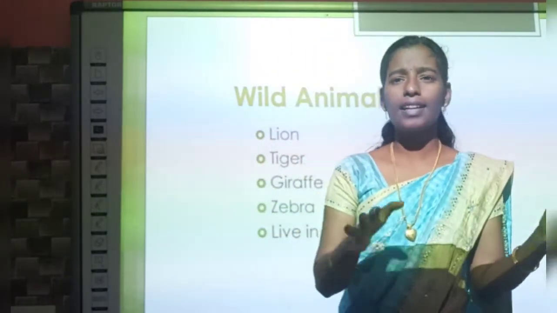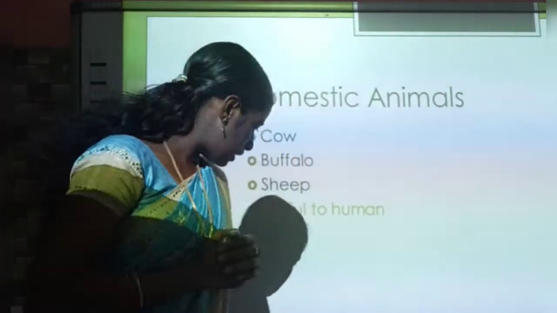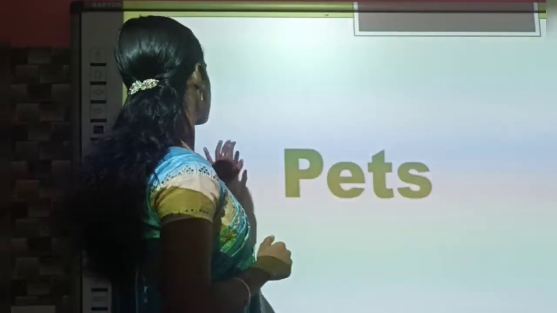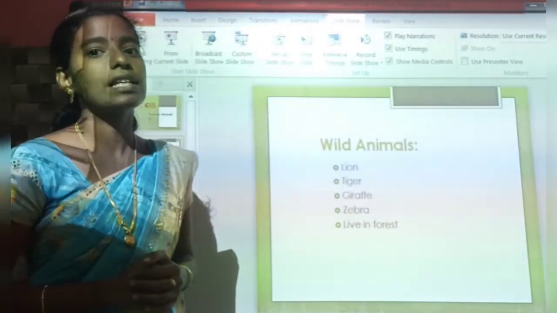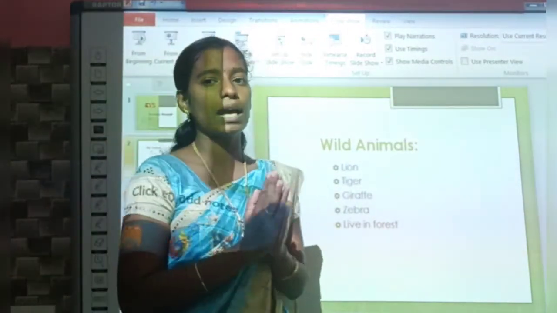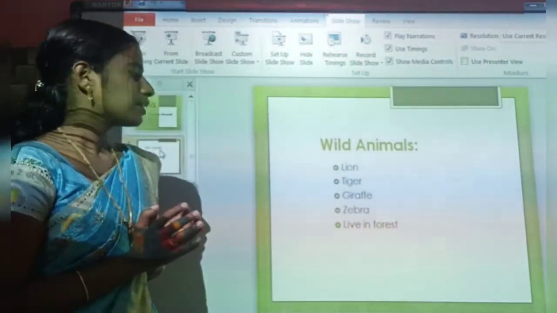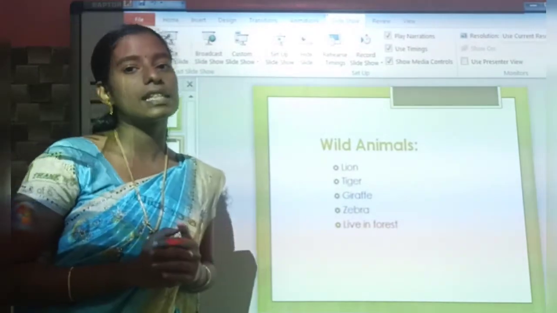So depending upon the places they live and how they serve the humans, we can divide these animals into two types. They are wild animals and domestic animals. Now you can see about what is wild animals. What's wild animals? Can you please say some examples for wild animals? Here I have written 4 examples: lion, tiger, giraffe and zebra.